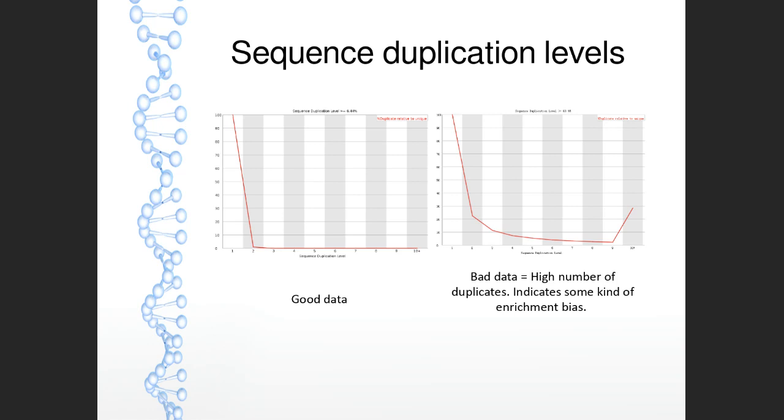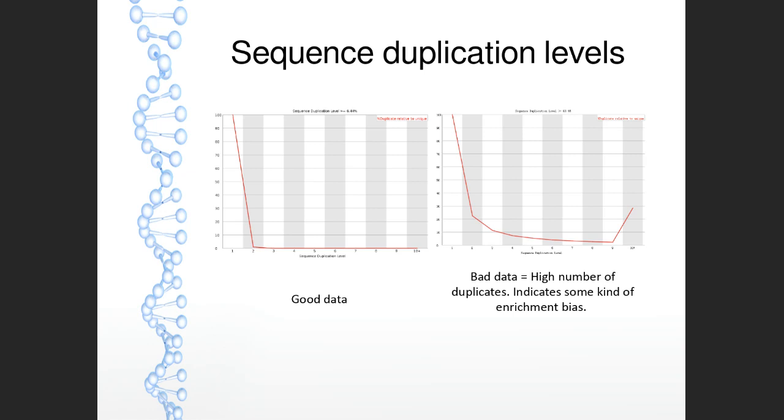It also might be that we have some sort of enrichment bias. So if we've gone through a PCR step or something within our library preparation, we might have had a tendency to produce more of one particular read.